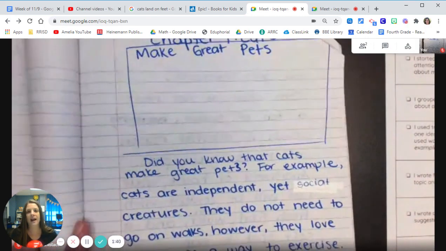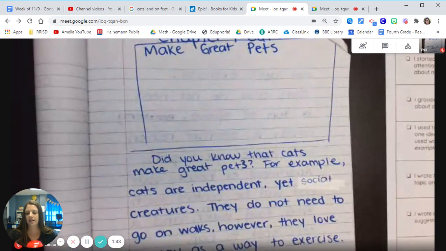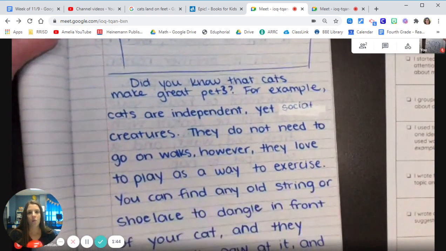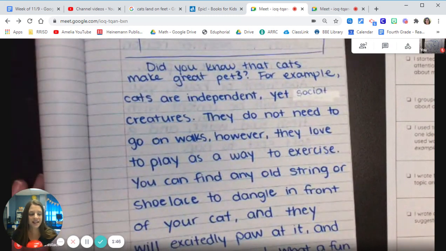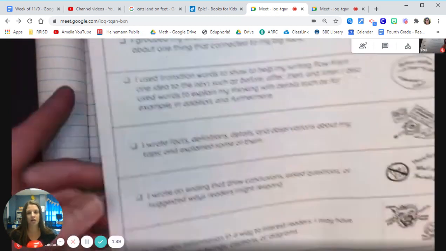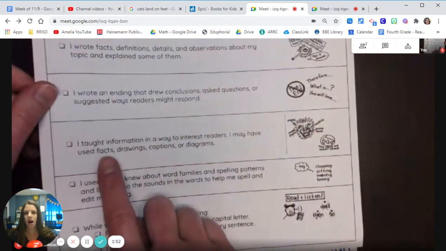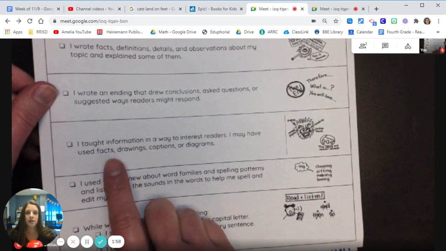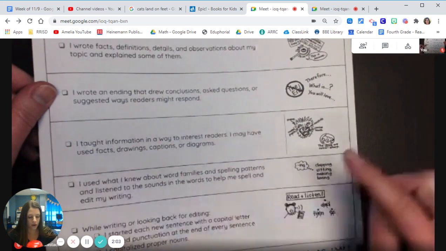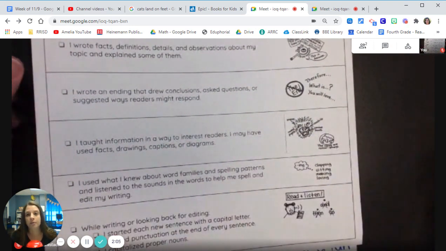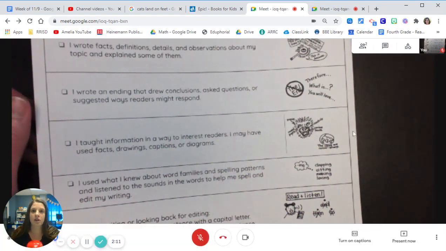So now that we have lots of ideas gathered on our page, what I want to show you next is another part of our checklist. And that next part is, I taught information in a way to interest readers. I may have used facts, drawings, captions, or diagrams. So thinking about our informational text features and how we can teach in a way that's really interesting to our readers and give them even more information.